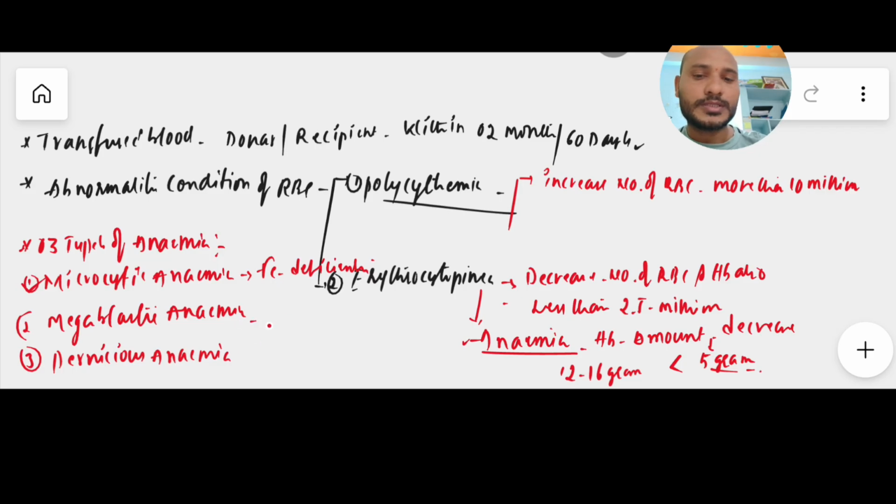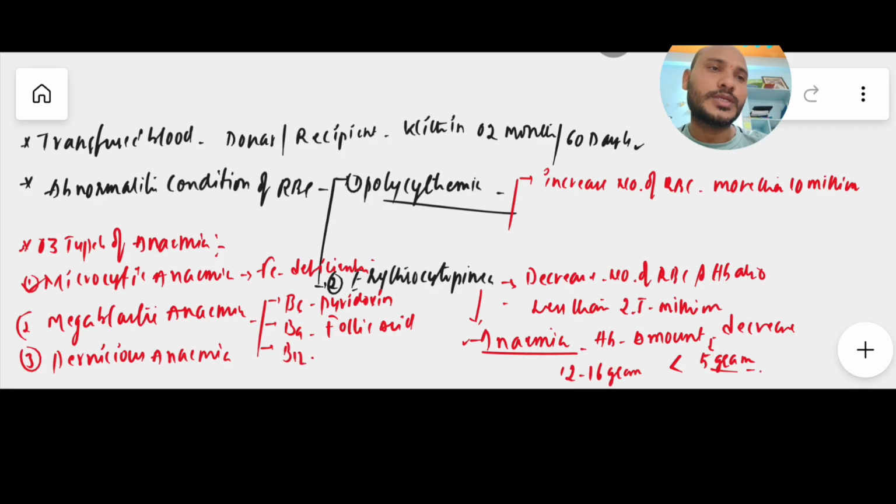Deficiency of three vitamins leads to megaloblastic anemia. They are B6 vitamin deficiency, also called pyridoxine deficiency, B9 vitamin, folic acid deficiency, and B12 cyanocobalamin vitamin deficiency. So these three types of vitamin deficiency lead to megaloblastic anemia.